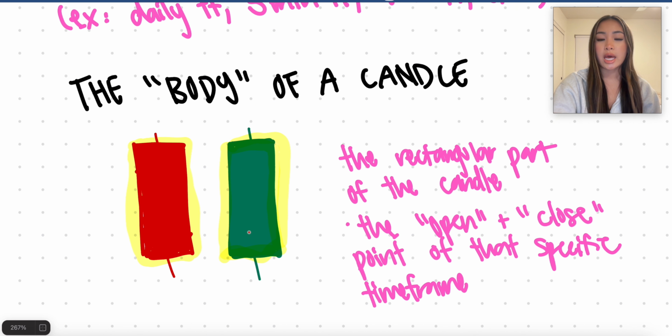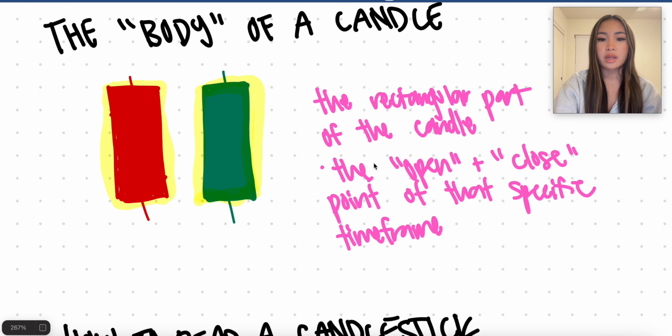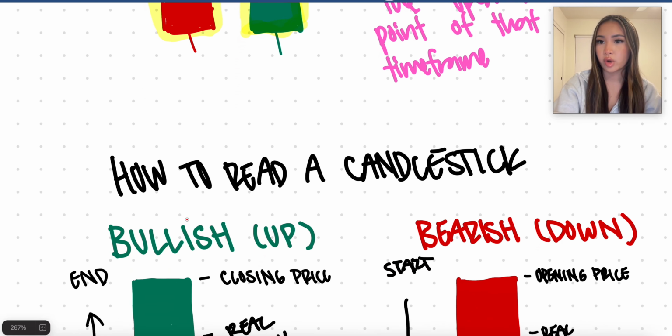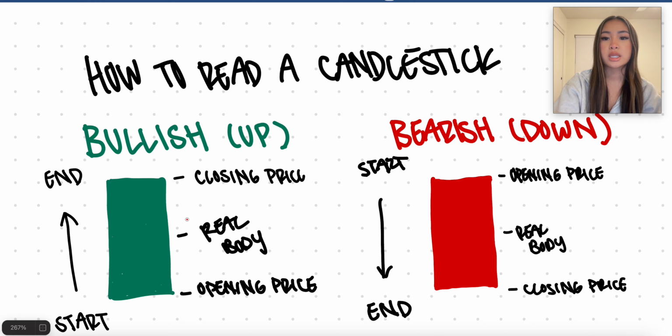That's known as the open and the close at that point of that specific time frame. So just looking at these rectangular parts here, just refer to that as the body. So anytime you hear body of a candle, that's just going to be the main part. Pretty self-explanatory, right? The body of the candle represents the open and the close. I know that sounds confusing right now because what do you mean by an open and a close? But we're going to go over how to read a candlestick.